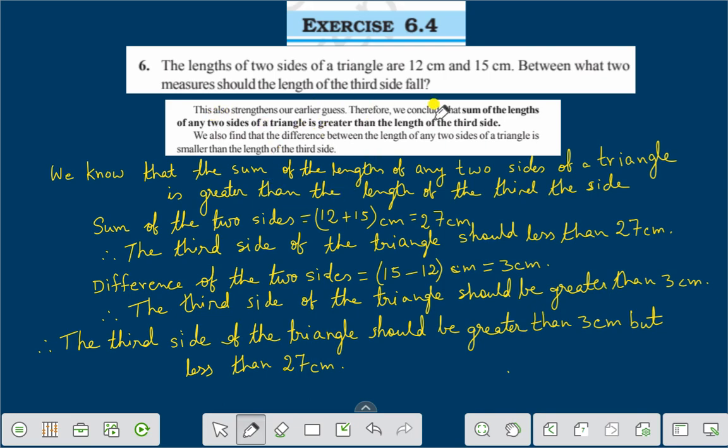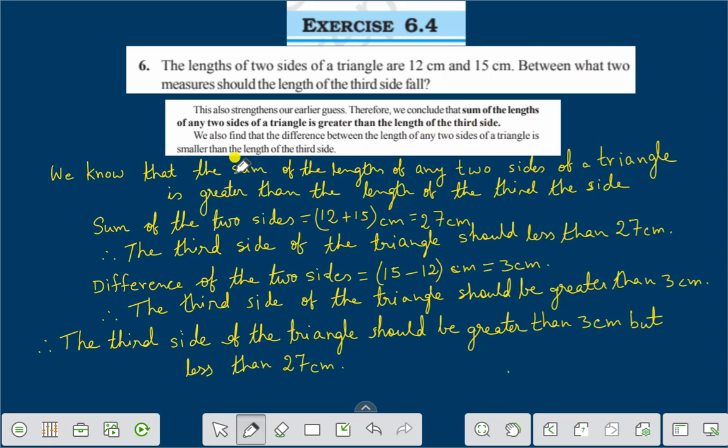That means here you have to apply two theories. The first one is the sum of the lengths of any two sides of a triangle is greater than the length of the third side. And the second one is the difference between the lengths of any two sides of a triangle is smaller than the length of the third side. Therefore, the addition is 27 centimeter, so the third side of the triangle should be less than 27 centimeter, right? And the difference of the two sides is 15 minus 12, that is 3 centimeter. Therefore, the third side should be greater than 3 centimeter.